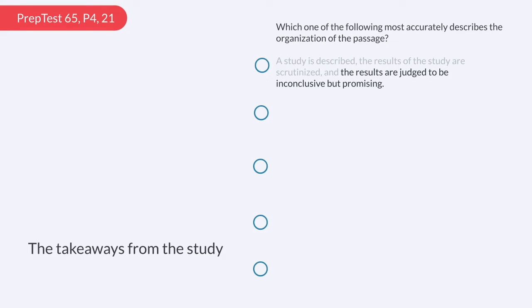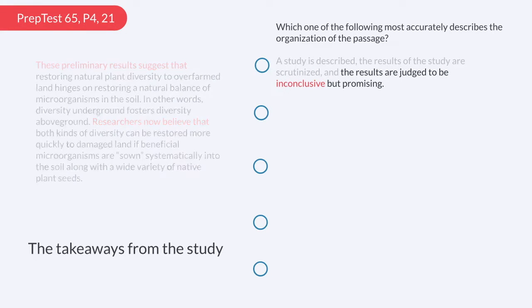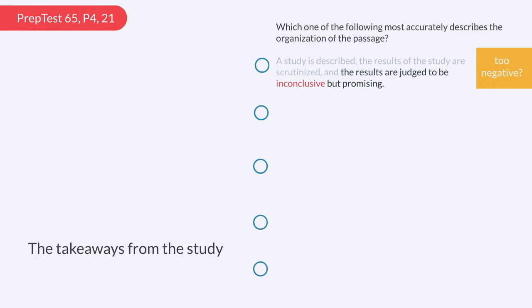The results are inconclusive but promising. Well, I kind of like that. We are judging the results. We're talking about the results. Inconclusive sounds a little more negative than I'm expecting. I don't really see anything in those last two sentences that sounds like the author's being cautious or hesitant. All science is somewhat cautious and hesitant, but there's nothing in the text that suggests, let's slow our roll. So maybe I don't want to get rid of it based on that, but I don't get a great feeling from inconclusive.